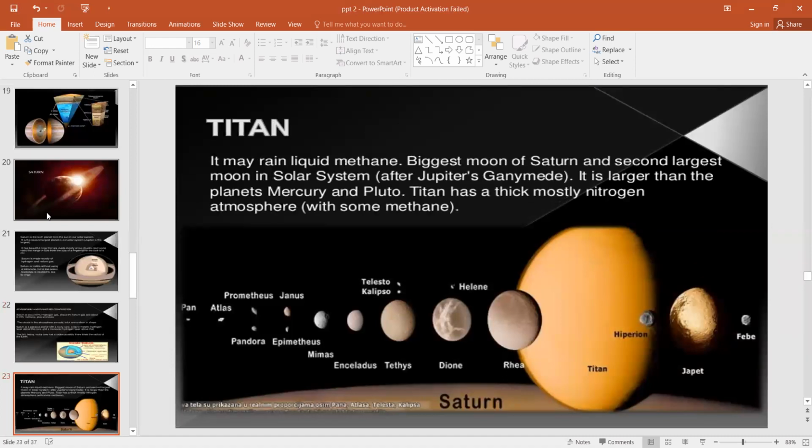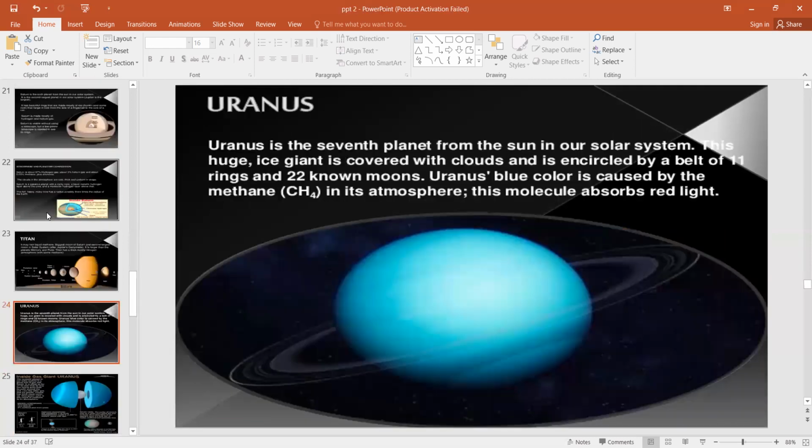So now comes Titan. Titan is the biggest moon of Saturn and the second largest moon in the solar system. It may rain liquid methane. It is larger than the planets Mercury and Pluto. Its atmosphere mostly has nitrogen with some amount of methane.